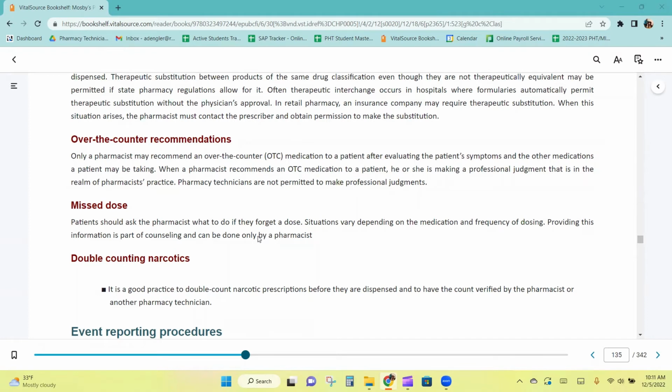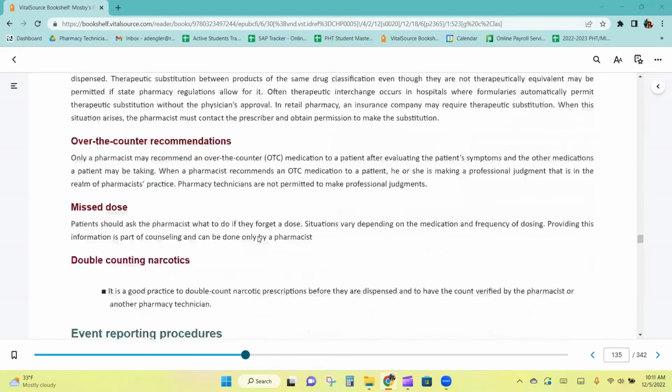Patients should ask the pharmacist what to do if they forget a dose. Situations vary depending on the medication and frequency of dosing. Providing this information is part of counseling and can only be done by a pharmacist.